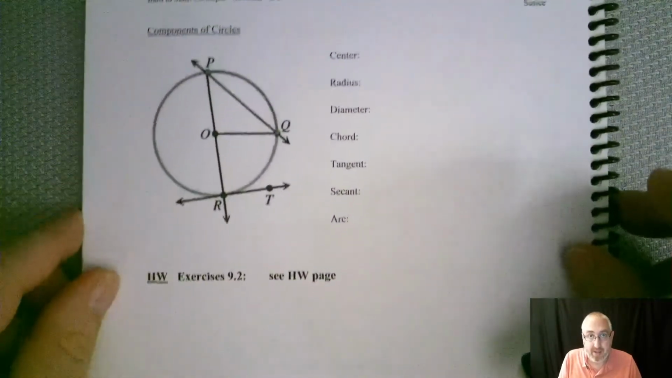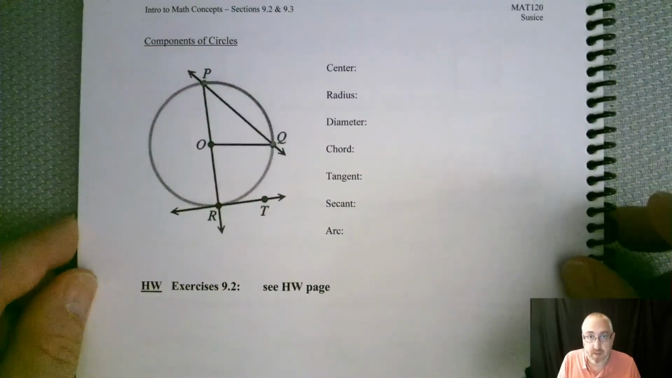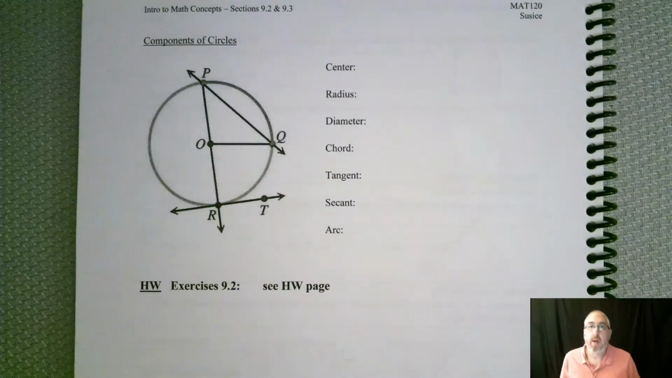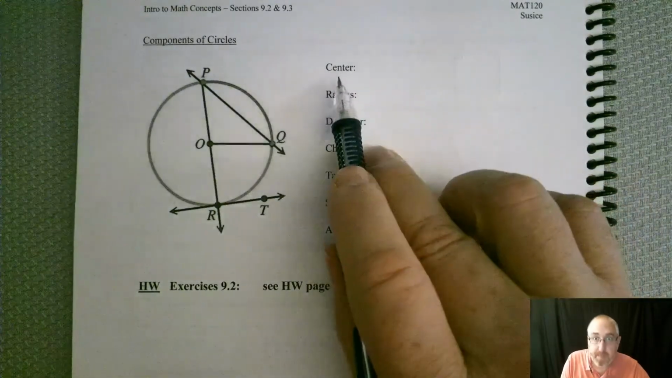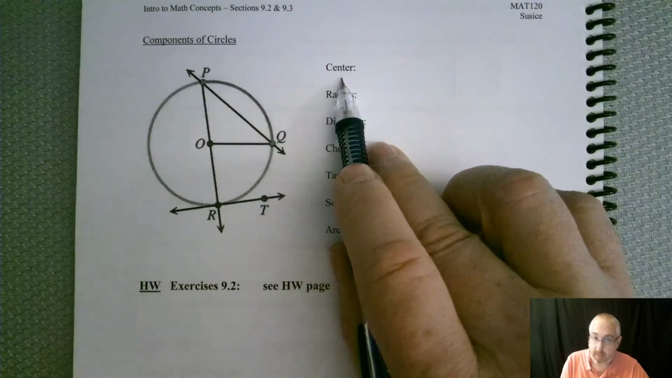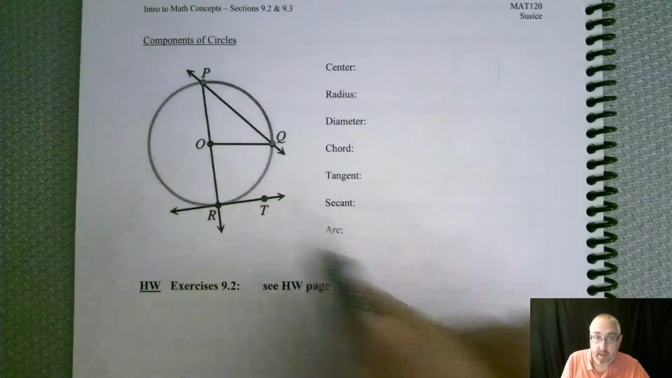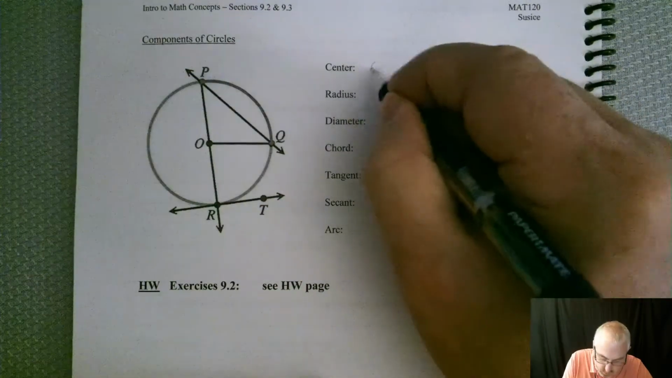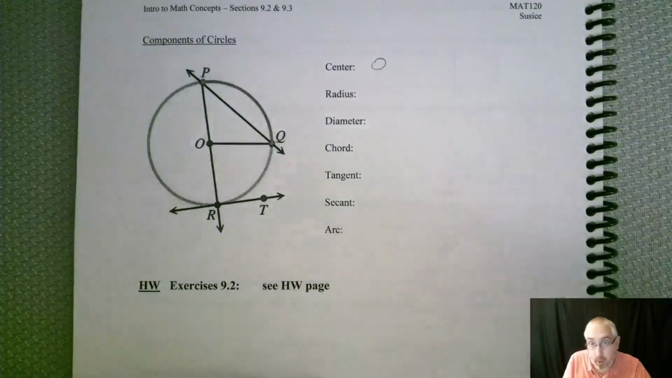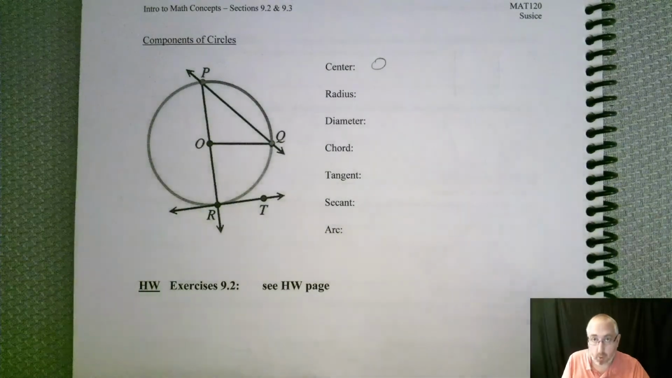All right. Now the last part of 9.2 is looking at components of circles. So we got a diagram with a lot of stuff all over it. So we're just identifying the different components. So the first thing is the center of the circle. The center of the circle is just a point. And we can kind of see that O is that center. That's it, O. I mean, if you want to say point O, you could say point O, but it's O.